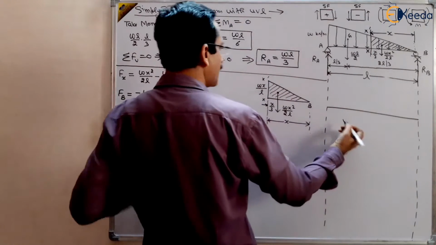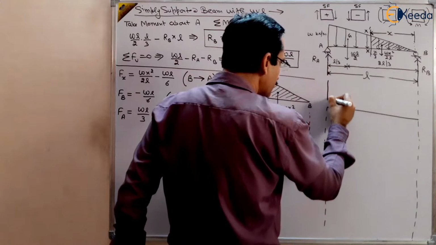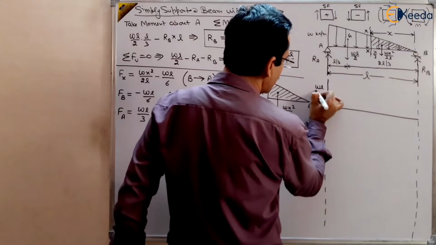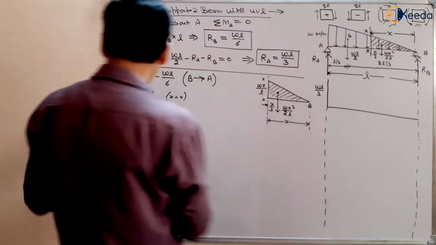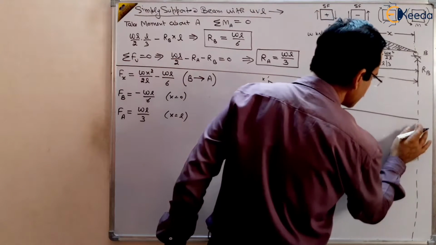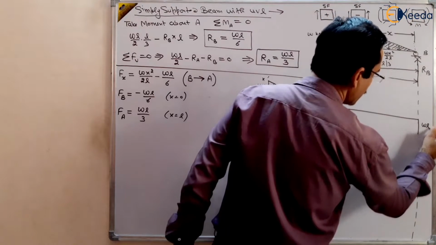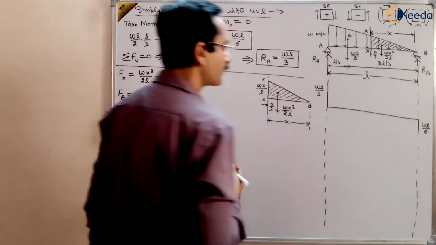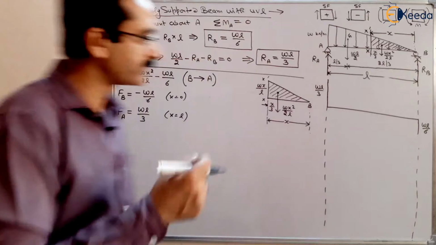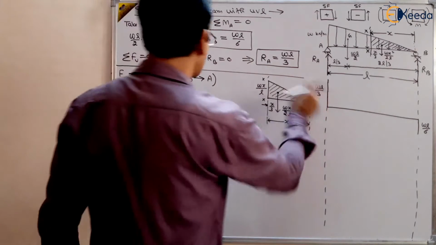This is WL by 3 at FA. Suppose this much value is on scale. This much value is WL by 3. And at FB, this is WL by 6. So this much value is WL by 6. This is WL by 3 and this is half of that, WL by 6, and it is negative, right? WL by 6 is negative, WL by 3 is positive.